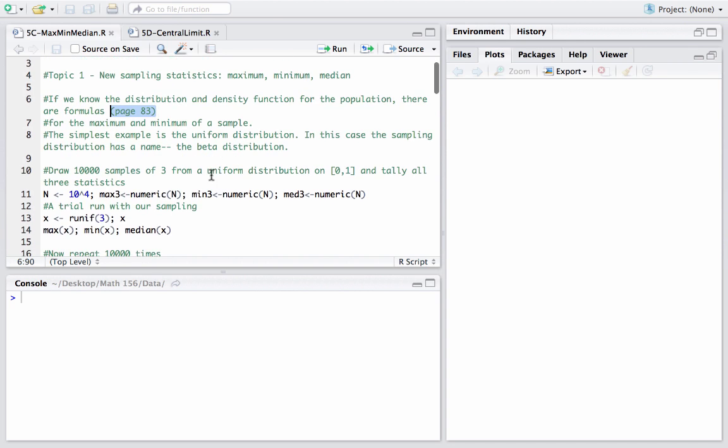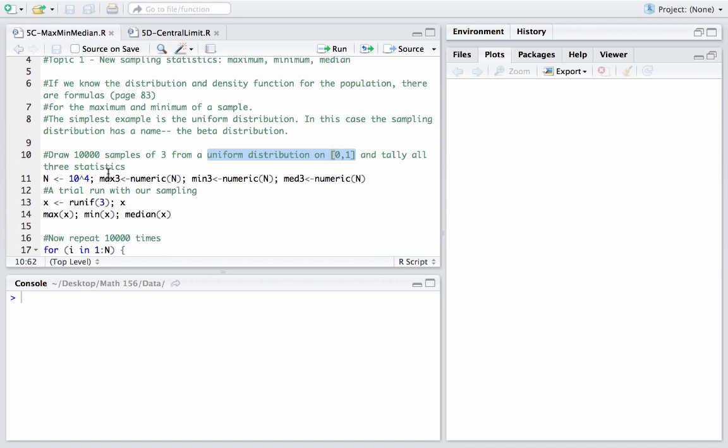So we're going to start off with a uniform distribution on 0, 1. This is also known as the standard uniform distribution. And we're going to be taking 10,000 draws from this distribution and storing the max, the mins, and the medians. So this is just a trial run to get you acquainted with the concept. We're using the runif function.